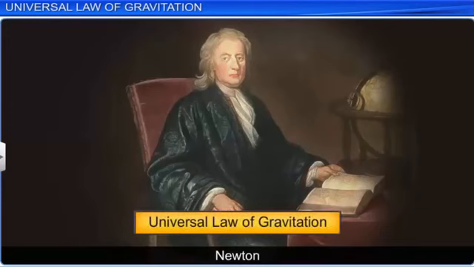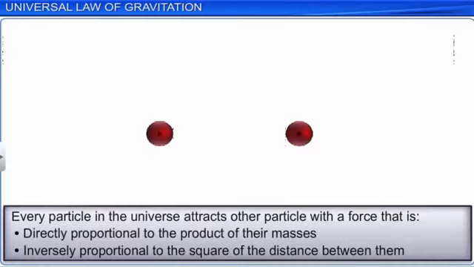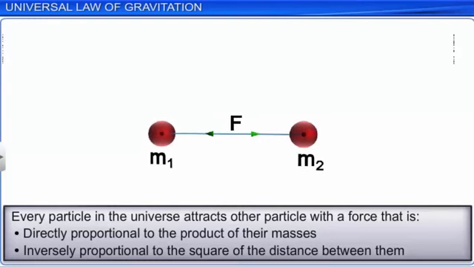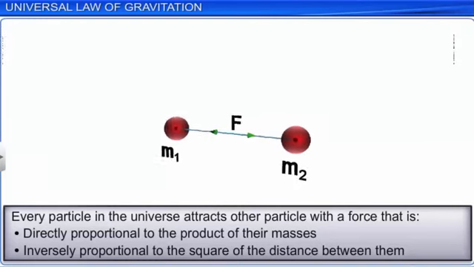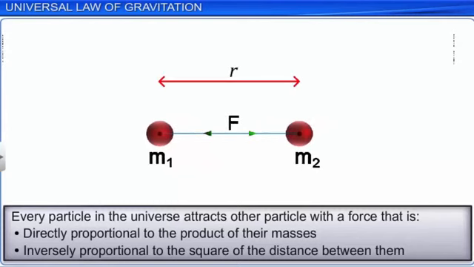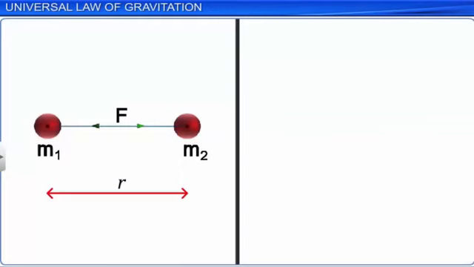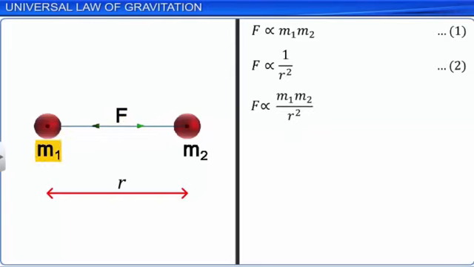It states that every particle in the universe attracts other particles with a force that is directly proportional to the product of their masses and inversely proportional to the square of the distance between them. Thus, the law can be expressed as shown here. Combining the two expressions, we get F is directly proportional to m1 into m2 by r square. Here, m1 and m2 are point masses and r is the distance between the two particles.